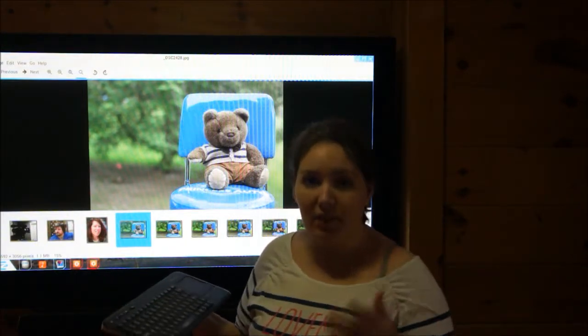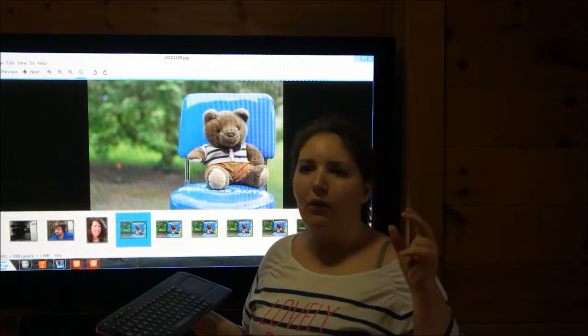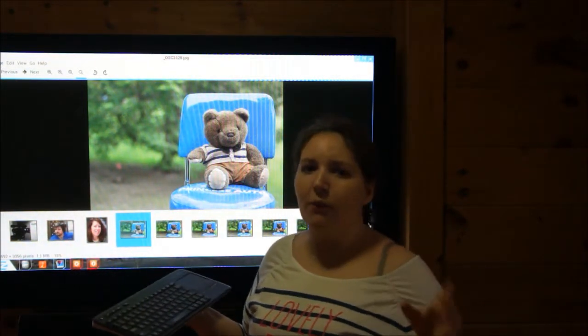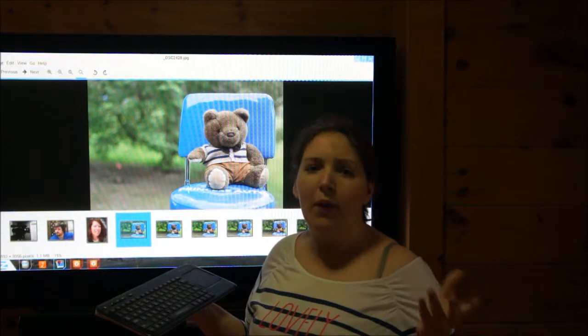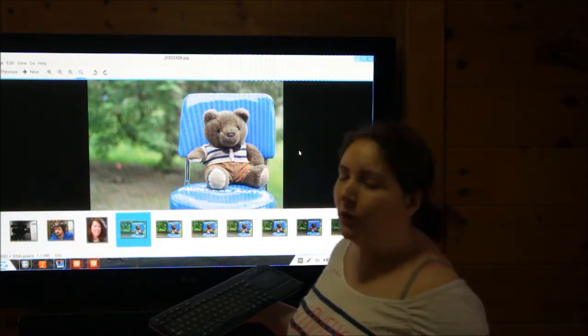Yes, if I'm in darker situations, I would probably set the ISO to about 1600. For everyday use, about 200, 400 maybe. Just play around with it and you'll find the settings that work best for you.